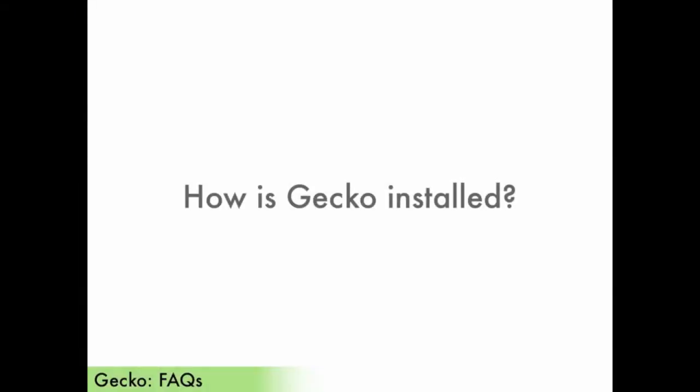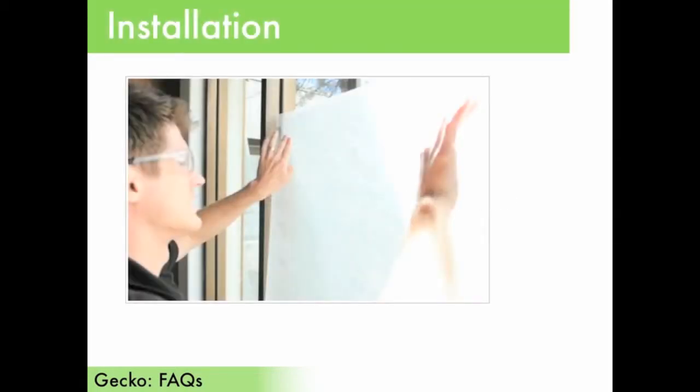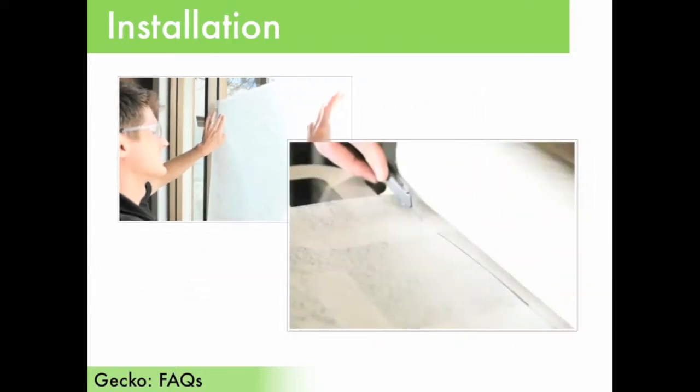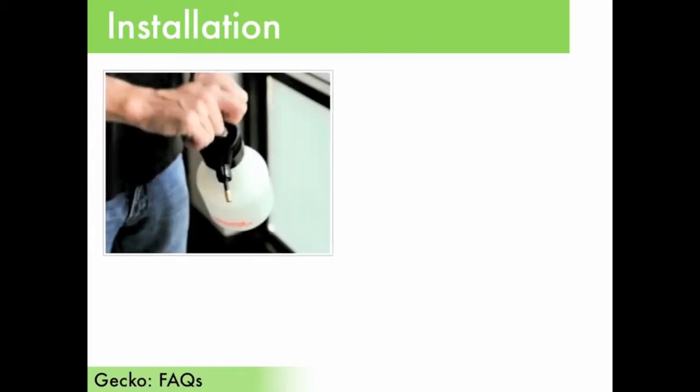How is Gecko installed? Gecko was developed to closely match the technique used for applying standard adhesive films, and it's extremely easy to install. If the material is pre-laser cut to size, it will take 5 minutes or less to prepare the glass and install a piece of Gecko. If the material is not pre-laser cut to size, it will take a couple of additional minutes to measure and cut. Also, you'll see in the following video, it is suggested that you use a mixture of soap and water.